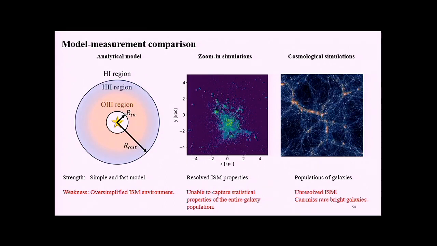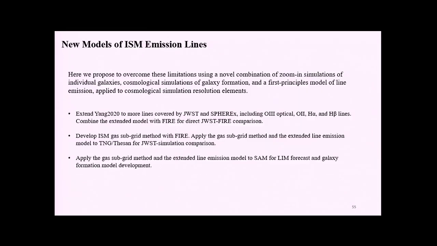And also due to the limited simulation volume, cosmological simulation can miss very rare and bright galaxies that are mostly accessible to measurement. So to overcome all those limitations, I want to develop new ISM line emission model with a novel combination of zoom-in simulation, cosmological simulation, and the first principle model for line emission. Specifically, I want to first extend our current model to more lines covered by JWST and SPHEREx, including the O III optical line, O II line, H-alpha, and the H-beta line.